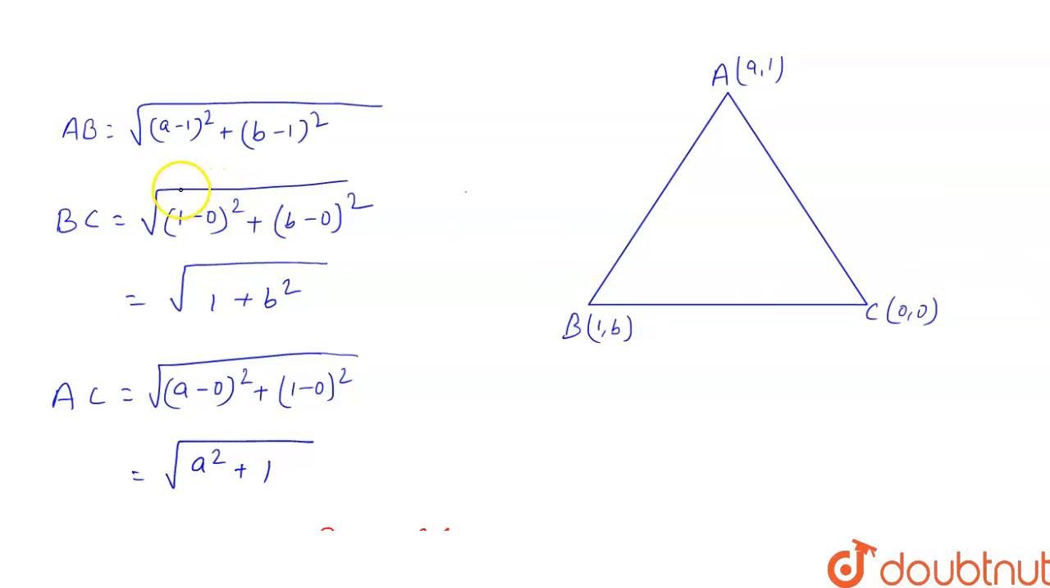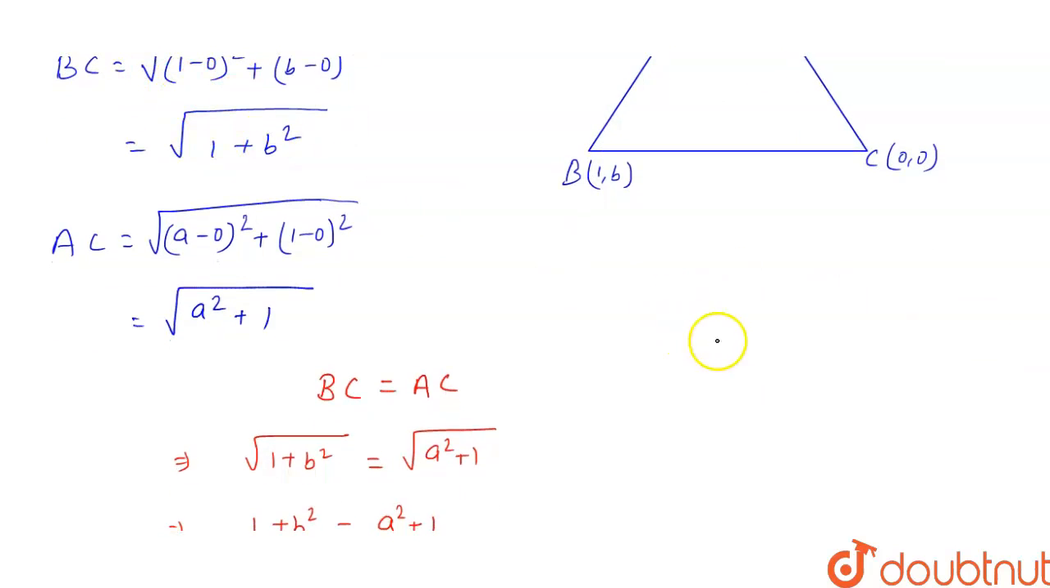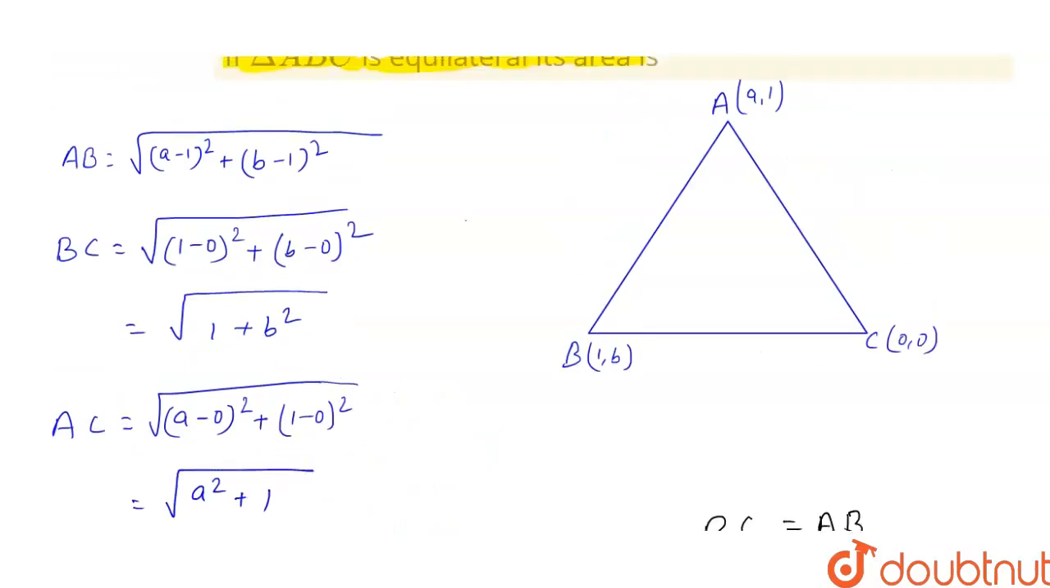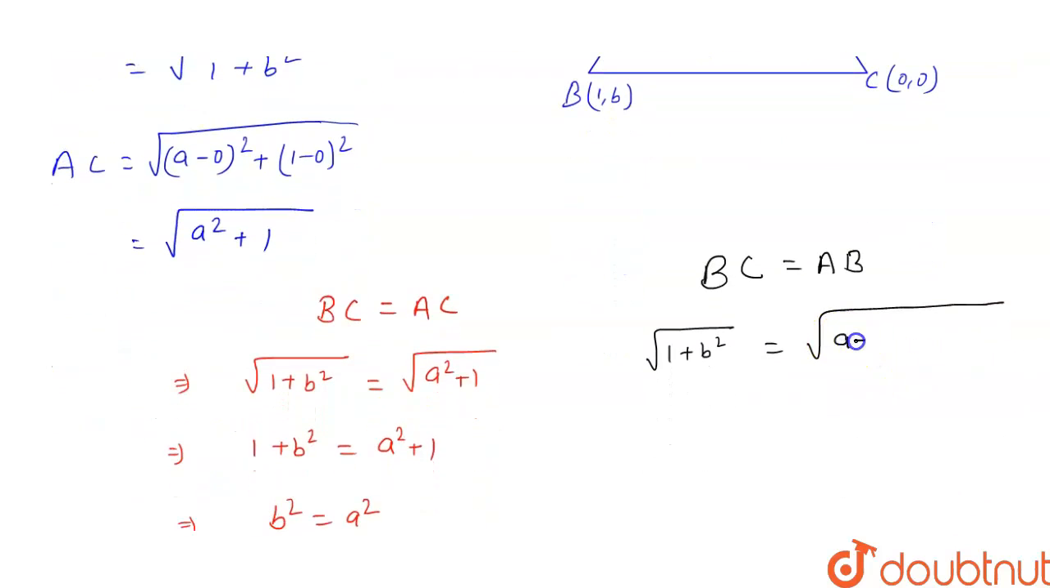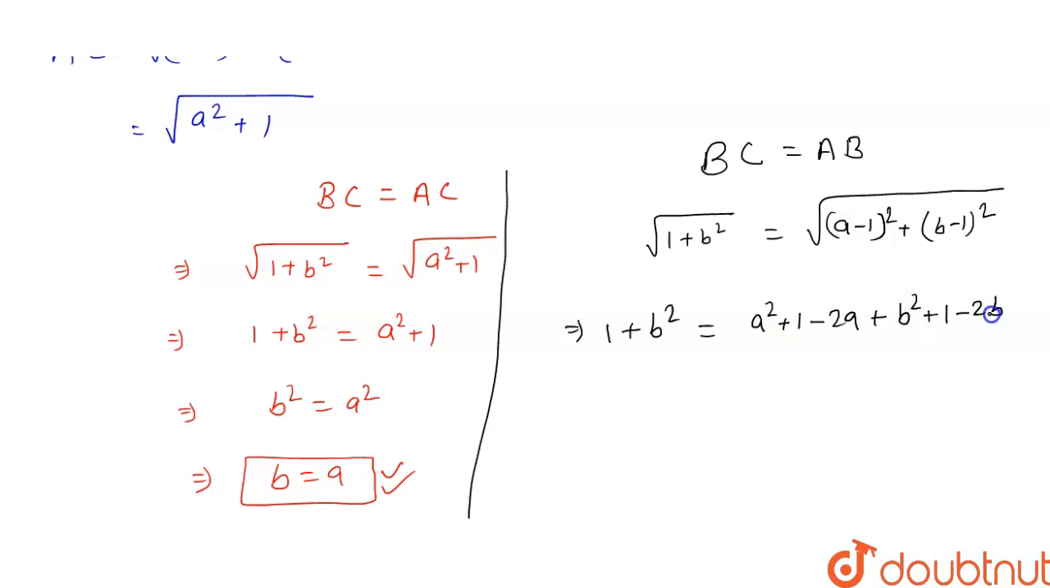Again, you can say AB will be equal to BC or AC. You can equate any one. This BC will be equal to AB. BC will be under root 1 plus b square. And AB will be under root (a minus 1) whole square plus (b minus 1) whole square. Squaring on both sides, you will get 1 plus b square will be equal to a square plus b square minus 2a plus b square plus 1 minus 2b.